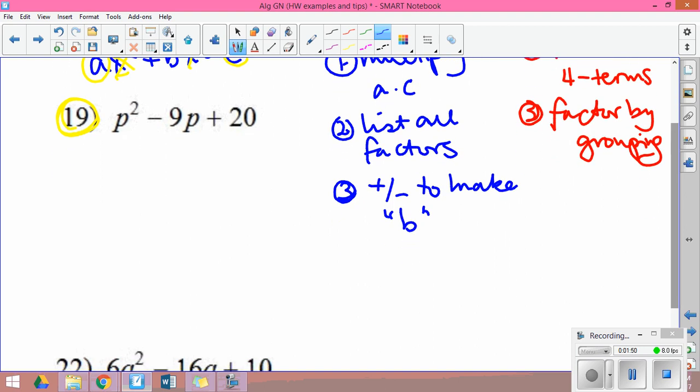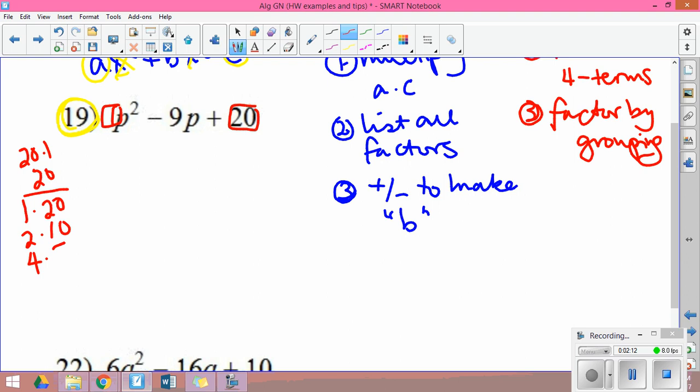So let's go ahead and look at this exactly. So in front of the p squared is a 1. So 20 times 1 is 20. So that's step 1, multiply a times c. Now I'm going to list all the factors of 20. And I'm going to do it very systematically. Yes, you should list them, because if you don't, the pair that you need will be the pair that you forgot. So now I have all of my factors.